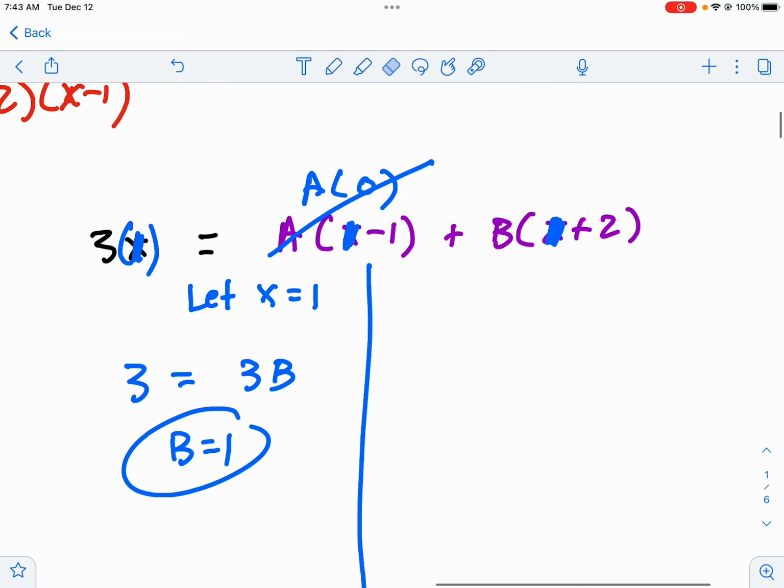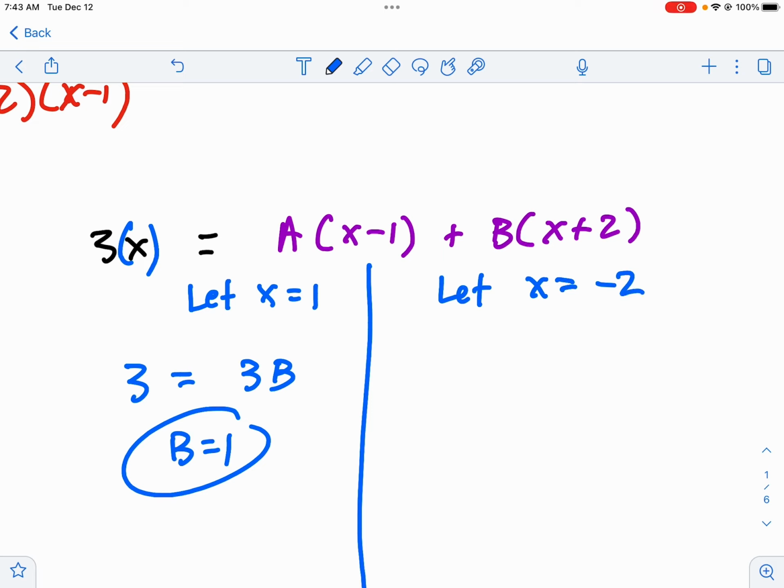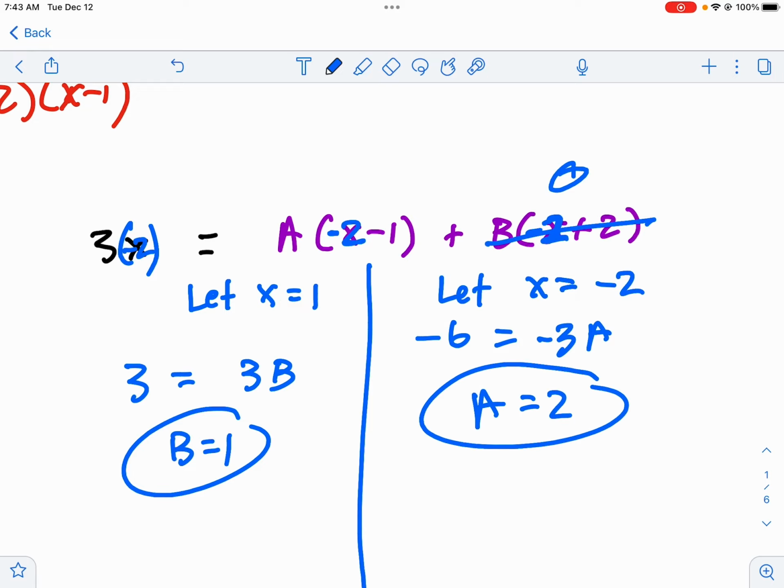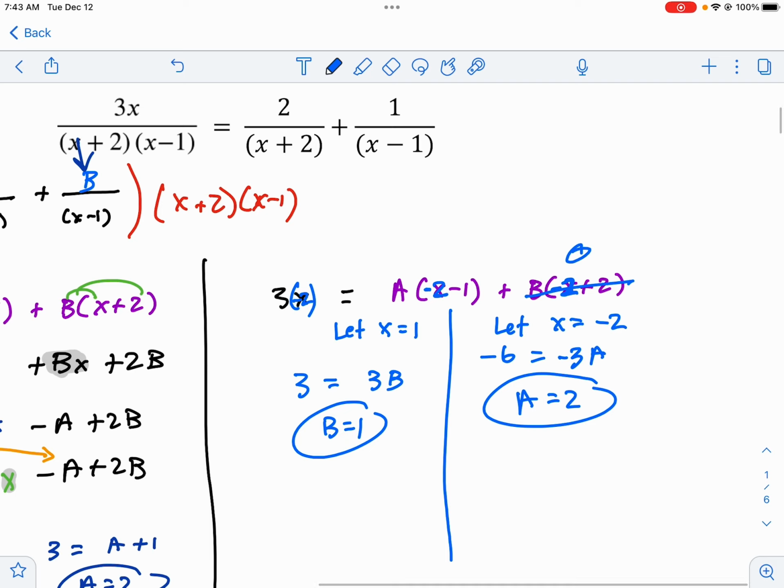I can also let x equal negative 2, because if this was negative 2, then now this one is gone, because that creates a 0 there. So I have negative 3a is equal to negative 6, therefore a is equal to 2. Right? So that's a fast way to find it, but you've got to be kind of creative to see that.